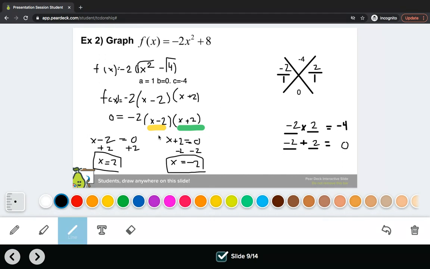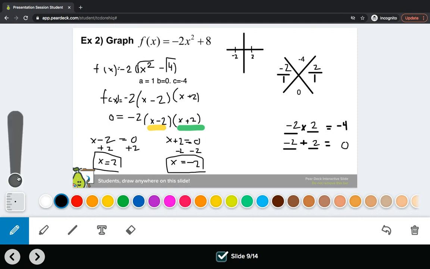So again, if I were to be thinking of a graph, that would mean my x-intercepts were at 2 and -2. So I have one, let's say this is 2 right here, and then this is -2 right here. So I have a point at -2, and I have a point at 2.